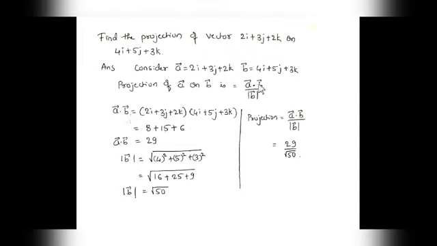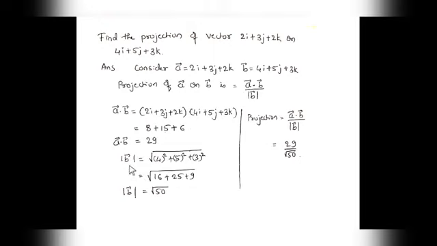Now let's find out first vector A dot vector B, that is vector A dot vector B. We know how to find out the dot product between two vectors. 2 4s are 8, plus into plus, plus 3 5s are 15, plus into plus, plus 2 3s are 6. If I add these three quantities I'll get 29.